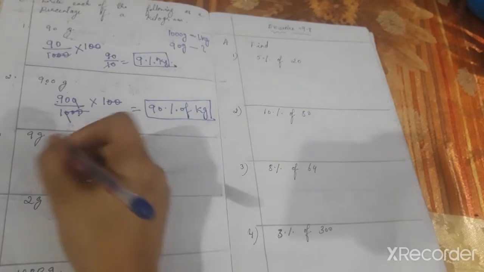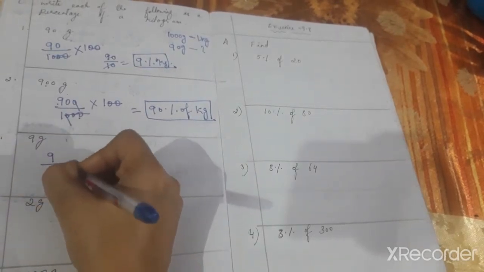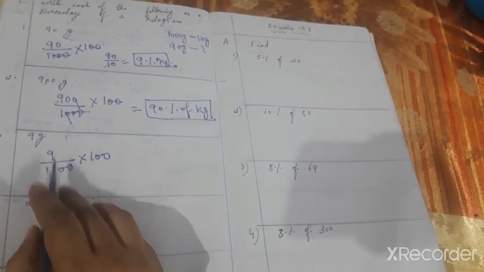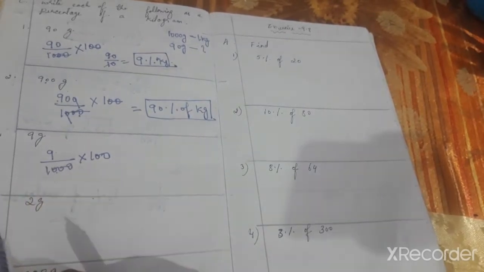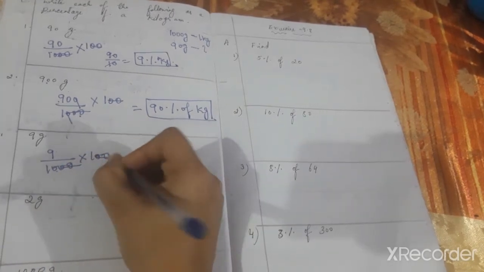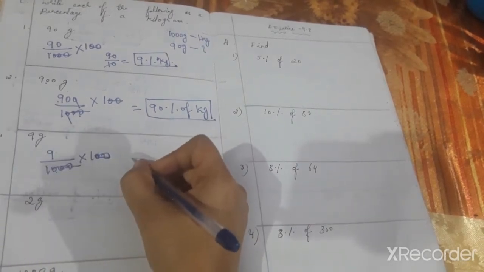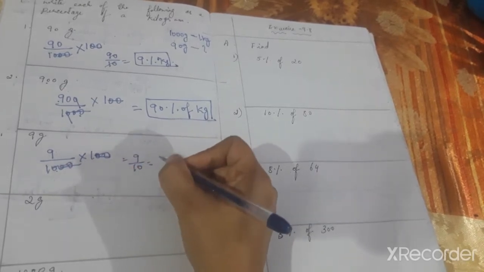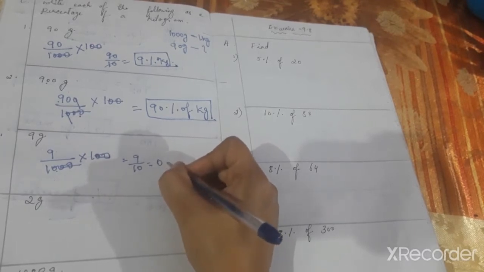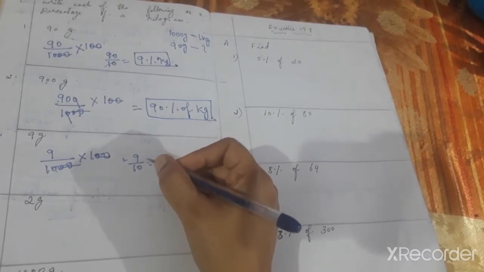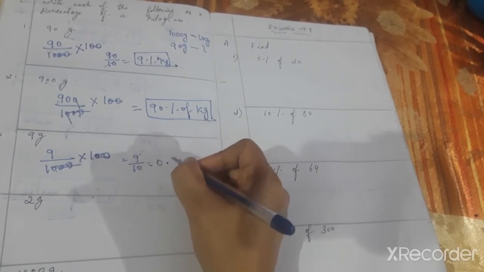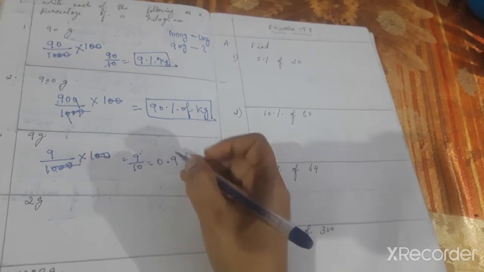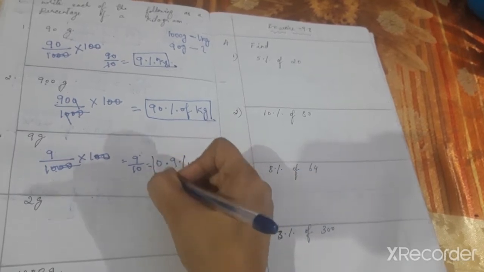Now next, 9 grams. So 9 by 1000 into 100, converting gram into kg and percentage means into 100. 0 0 cancel. 9 by 10 means 0.9% of kg.